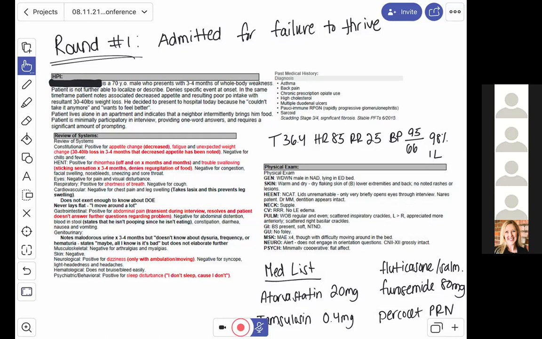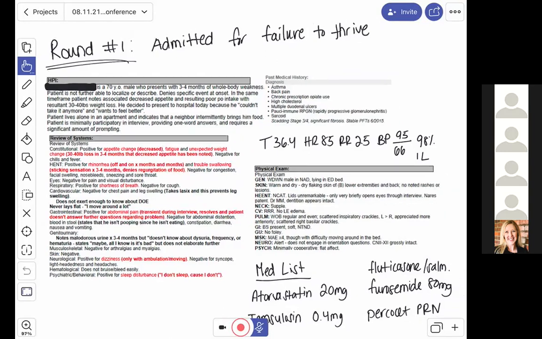For his review of systems, you can see the positive answers there, but appetite change, fatigue, weight change, rhinorrhea, trouble swallowing, shortness of breath, some abdominal pain. He says that he's not really going to the bathroom because he's not eating, malodorous urine, dizziness, sleep disturbances. And then for his vitals, everything is pretty normal looking there. And 1 liter of oxygen.